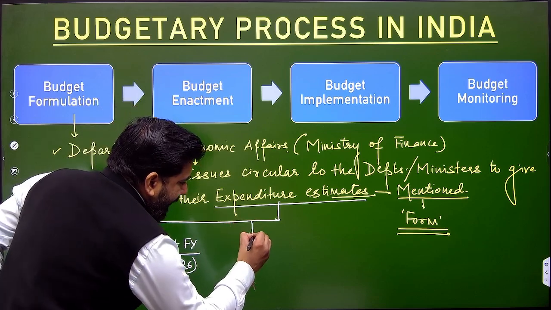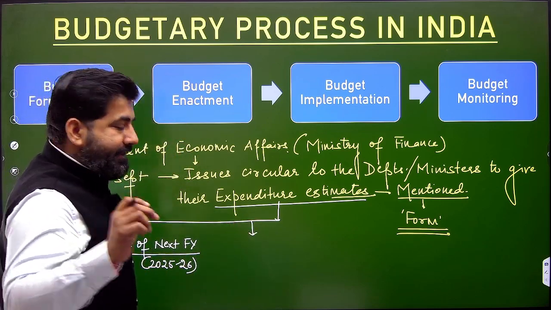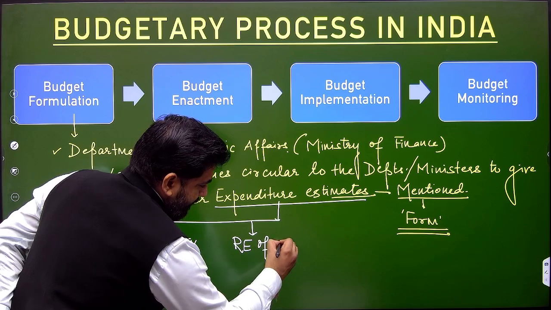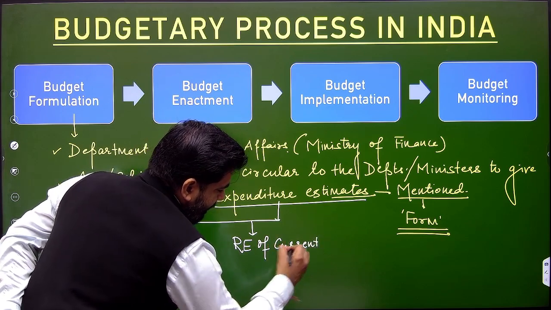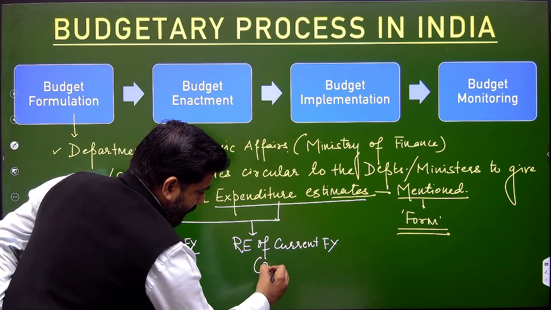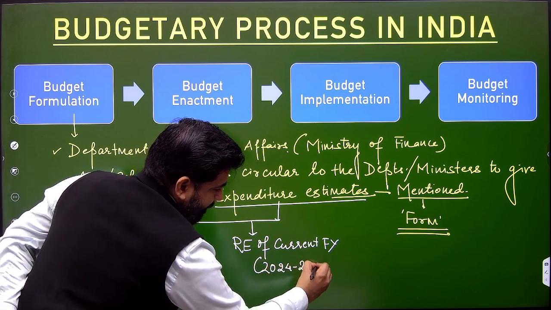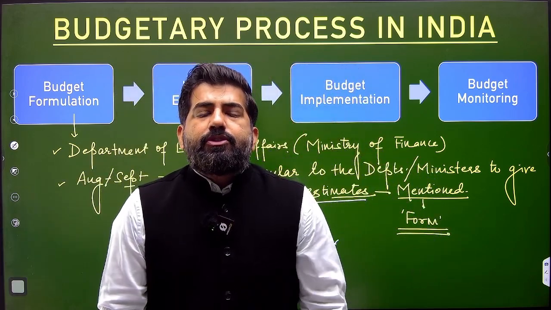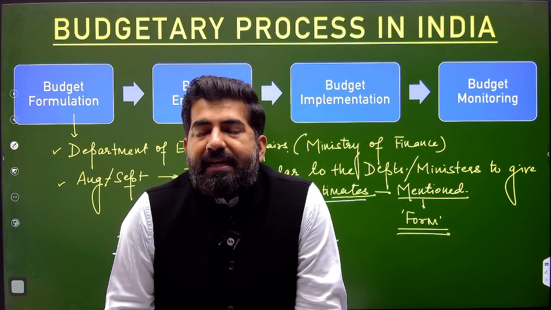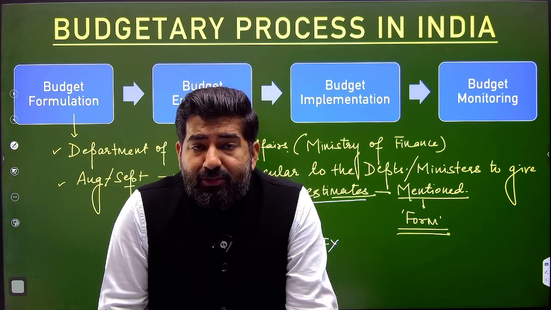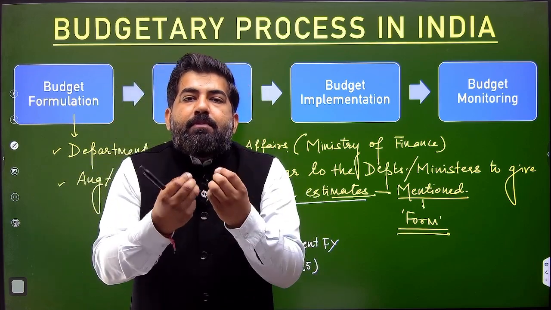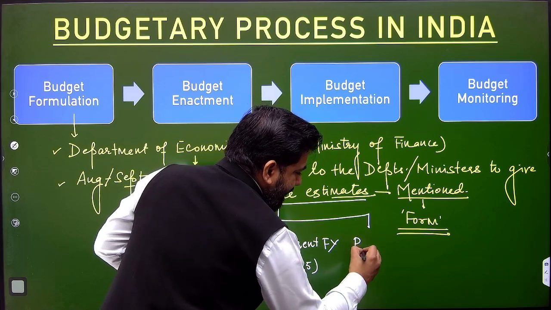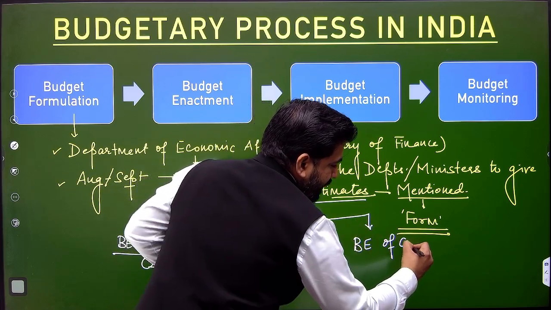Second, you will find out the expenditure estimates of current financial year but revised estimates. Revised estimates of current financial year. That is 2024-25. अब आप देखो इस 2024-25 में ऑलमोस्ट 8 महीने सॉरी, 8 months have been passed. So don't you think so the estimates would be more credible as compared to the budget estimates of current financial year?